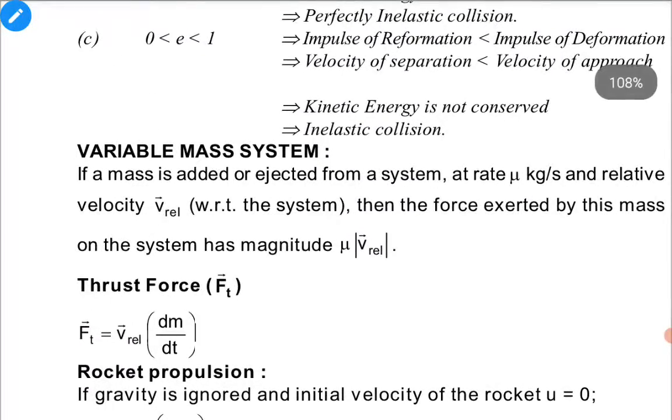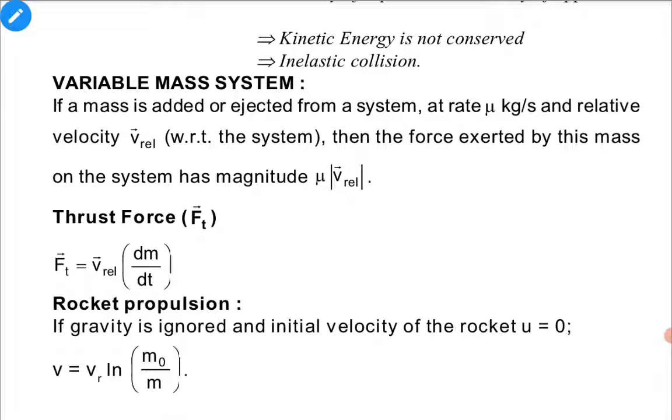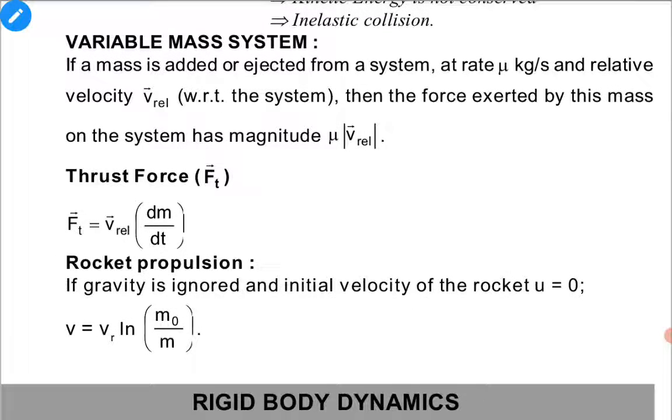Variable mass system. If a mass is added or ejected from a system at rate mu kg per second and relative velocity v_r with respect to the system, then force exerted by this mass on the system has magnitude mu times the relative velocity magnitude. A thrust force F_t equals relative velocity times dm by dt. Rocket propulsion: if gravity is ignored and initial velocity of the rocket u equals 0, then we can write v equals v_r ln(m_0 upon m).